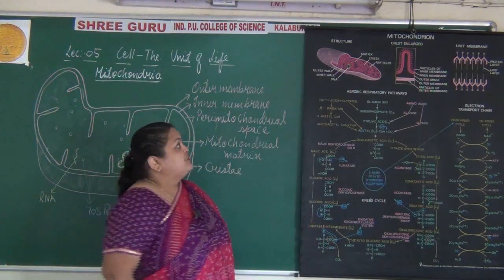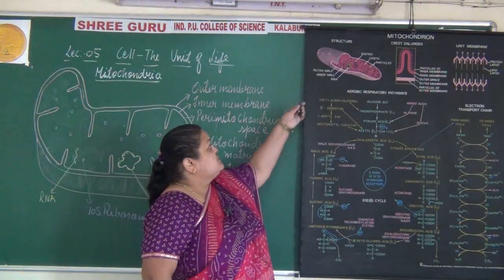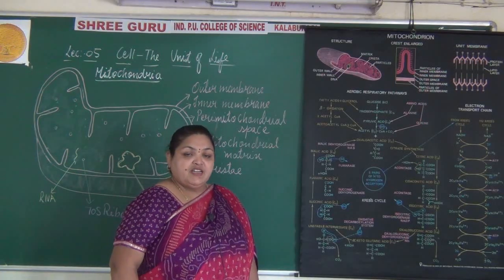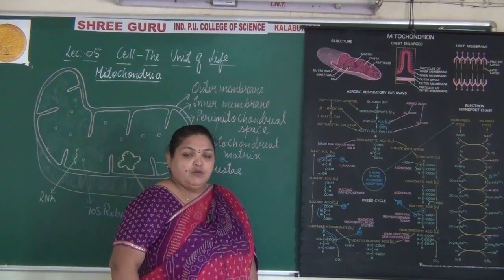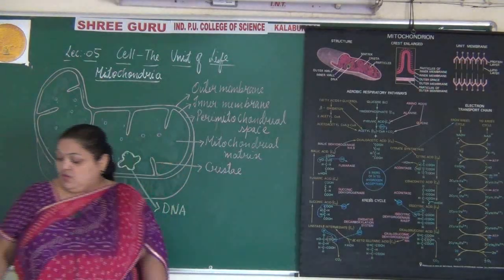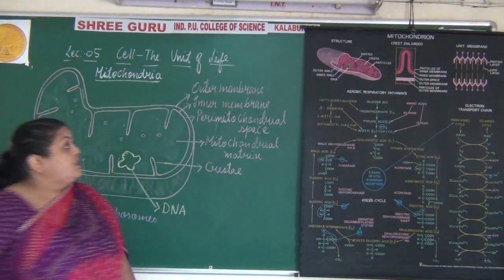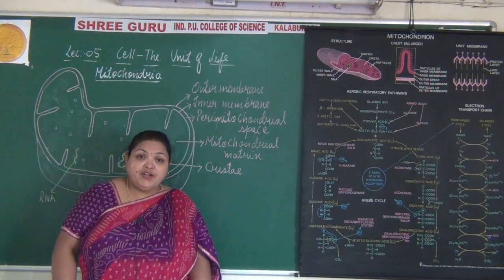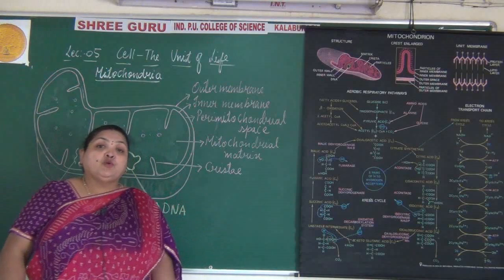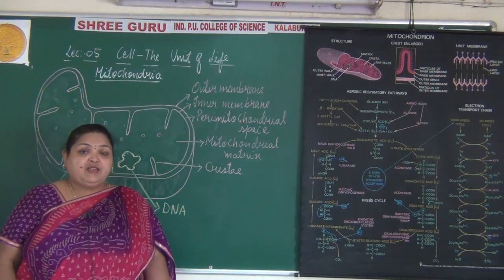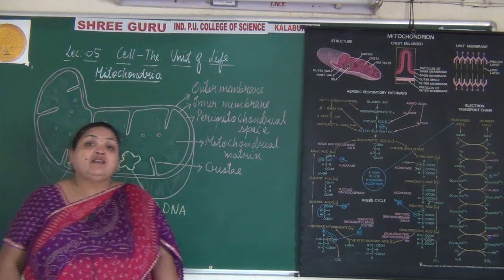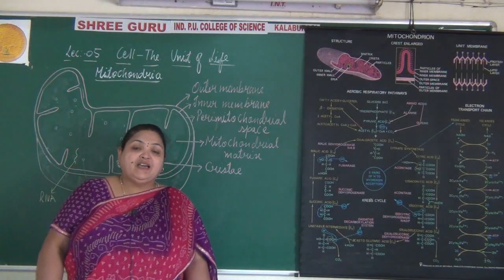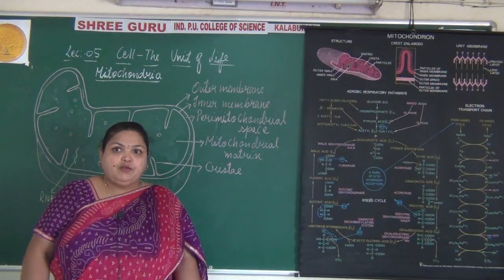You can look into the chart, the figure, the structure of a mitochondria, or you can refer to the textbook and see the structure of a mitochondria. The mitochondria is one of the important organelles which is present in both plant cells and animal cells. Cells require energy to do work, so that energy is provided by the organelle, the mitochondria.